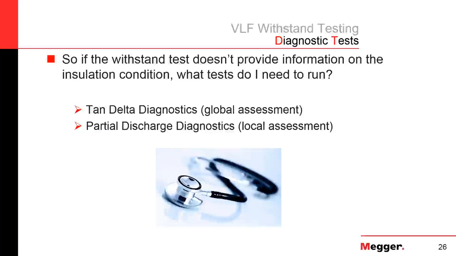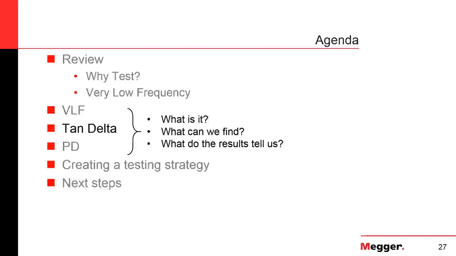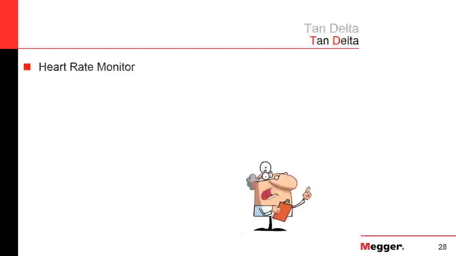So if the withstand doesn't provide a lot of information about the insulation condition, what test do I need to run? And we have our choice here of tan delta diagnostics for a global assessment or partial discharge diagnostics for a local assessment for, say, splices and terminations. And we'll talk about tan delta next.